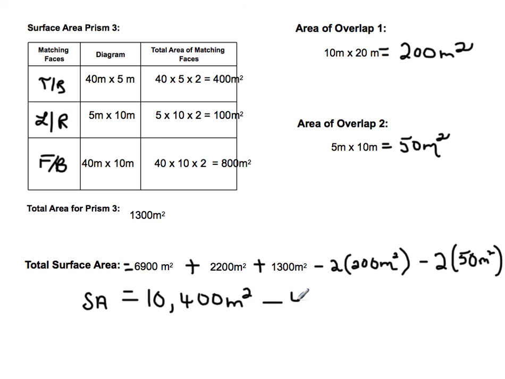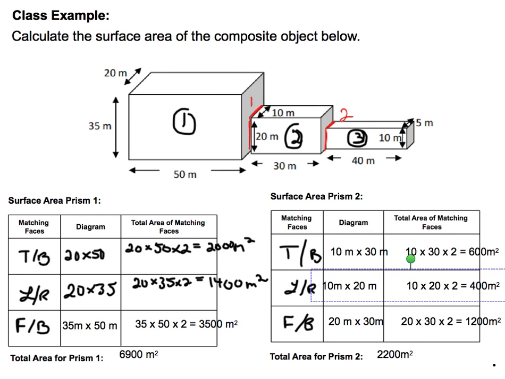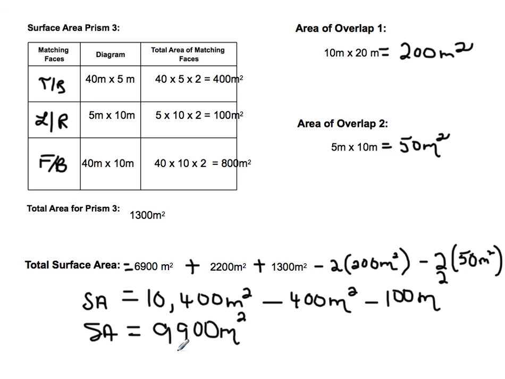I'm going to subtract 400 meters squared, so that's twice that first area. And I'm going to subtract 100 meters squared for the second area of overlap. I'm just timesing by 2. So I get 9,900 meters squared as my total surface area. Now once again, if I was to take this entire figure, dip it in paint, and then bring it out, I would cover 9,900 meters squared.